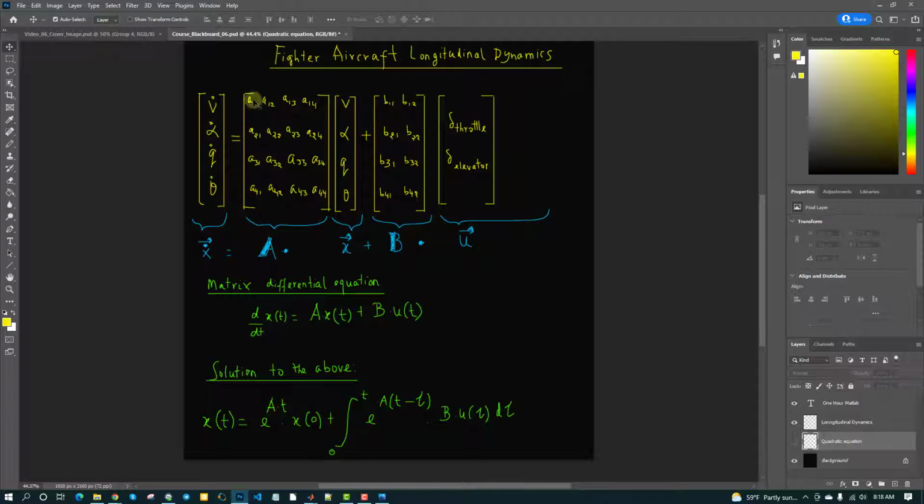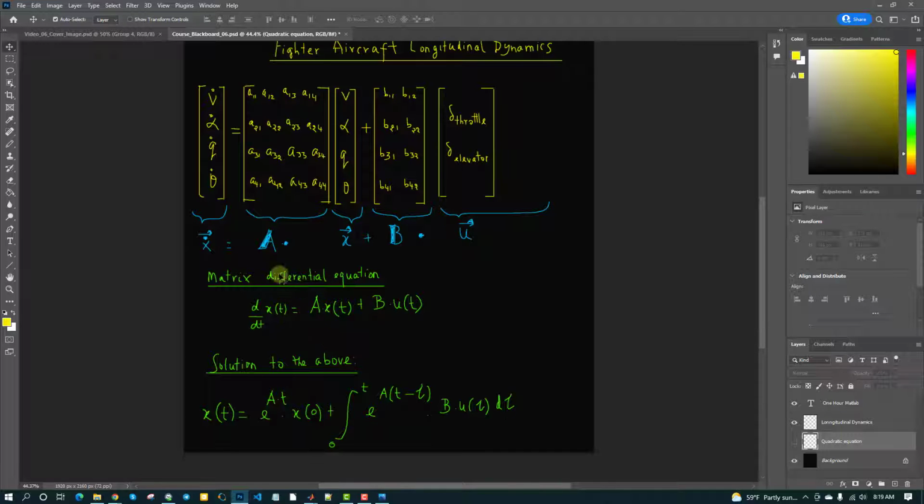And this is given by this big matrix multiplied by the state vector itself, plus this B matrix multiplied by the stimulus inputs. So this is what we call a matrix differential equation, and this is written in the form dx by dt, where x is a vector, equals A, this big matrix, multiplied by the state vector itself, plus B, this matrix, multiplied by the input stimulus vector. So the solution for this matrix differential equation is given by this cryptic looking equation, which is again a matrix equation because x is a vector, and remember A is a matrix and B is a matrix.